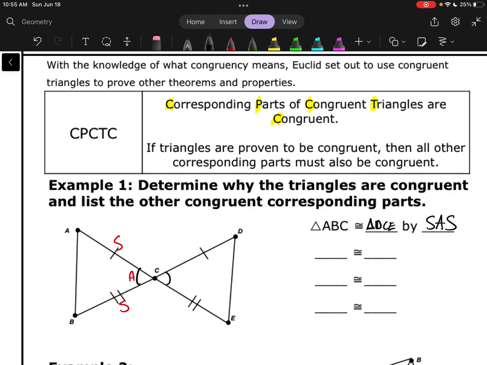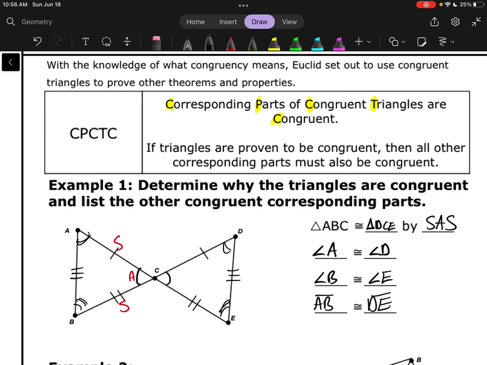Now what that means is that once we have proven that those triangles are congruent, all the other corresponding parts are also going to be congruent. So anything that is not marked in this diagram, we could then say must be congruent. For example, now angle A must be congruent to angle D, right? Those are matching parts. Likewise, angle B must be congruent to angle E, since those are corresponding parts. And then, lastly, the only other thing that isn't marked is side AB and side DE.